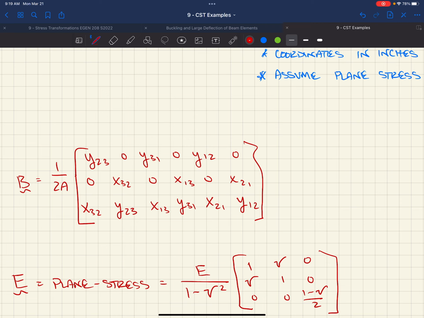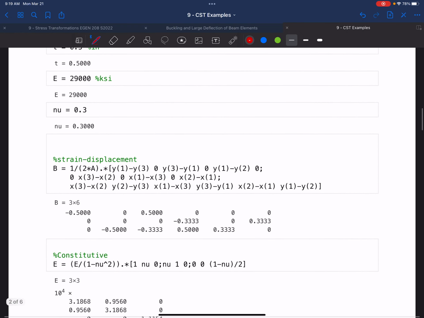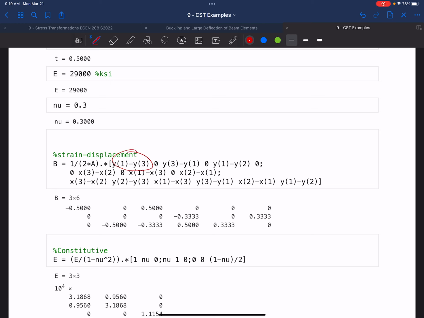It's right at the beginning, Daniel, in the earlier notes when we first talked about the CST element? It's right in the original notes. Yeah, that one was messed up. Then similarly, which I'm going to have to dive into this evening, you'll notice that in my strain displacement code, I take the first one minus the third one. Well, it should be the second minus the third.